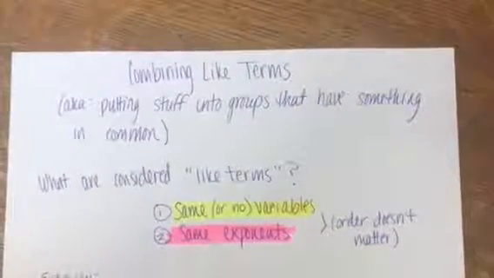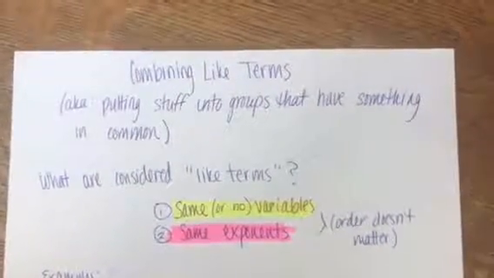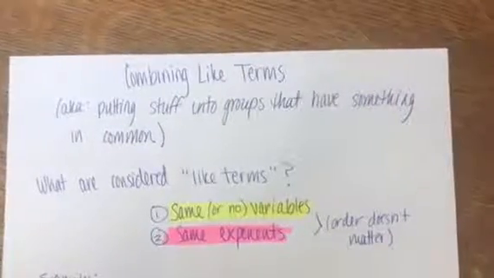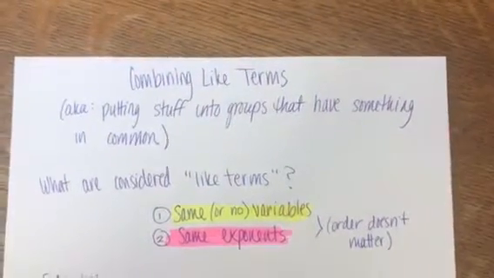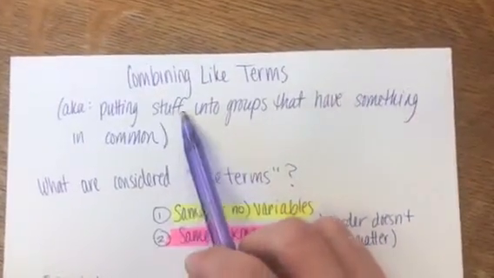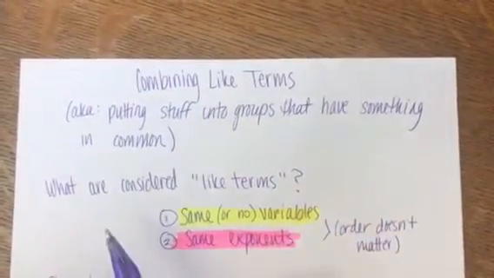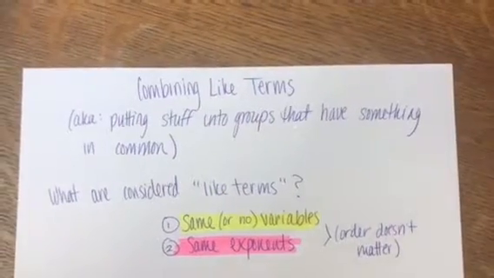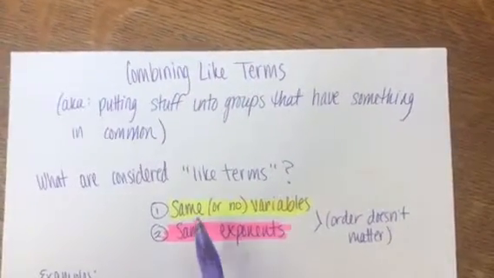Hello, this video is going to teach you or review for you how to combine like terms. What combining like terms means is just putting stuff, terms, into groups that have something in common and rewriting an expression. So what is considered a like term?